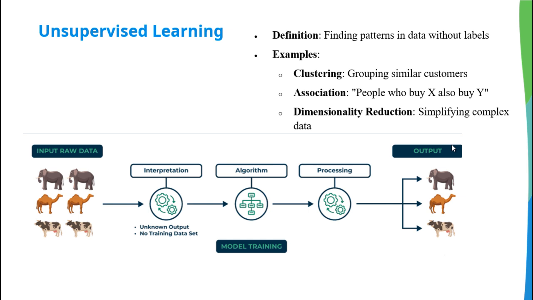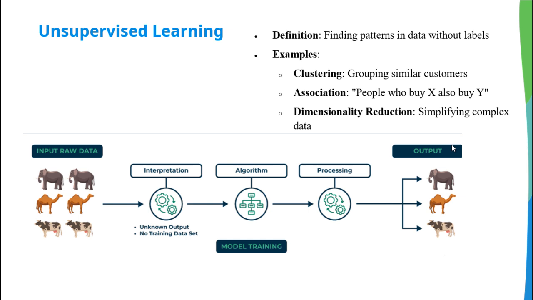Dimensionality reduction means simplifying complex data, usually from higher dimensions down to one dimension and so on. These are called unsupervised learning. It has an unknown output and no training data set like we have for supervised learning, where we split the data into X and Y, 10%, 30%.